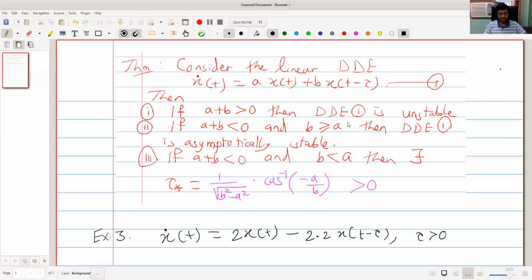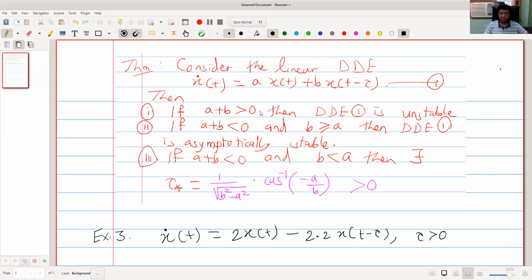Dear students, we discuss a few more examples. So let us revise the stability result. If we consider a linear delay differential equation, x dot of t equal to a x of t plus b x of t minus tau, then we have these results.